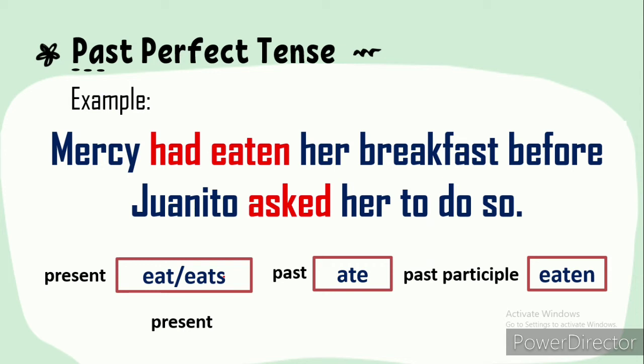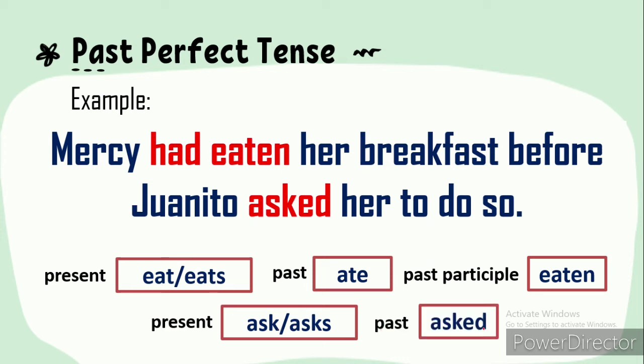The next, we have the second past action. We have the word ask. For the present tense, we have ask or asks. Then for the past form, we have asked. So we added ed, so this is our regular verb. So we have the first action, had eaten, and then the second past action, asked.